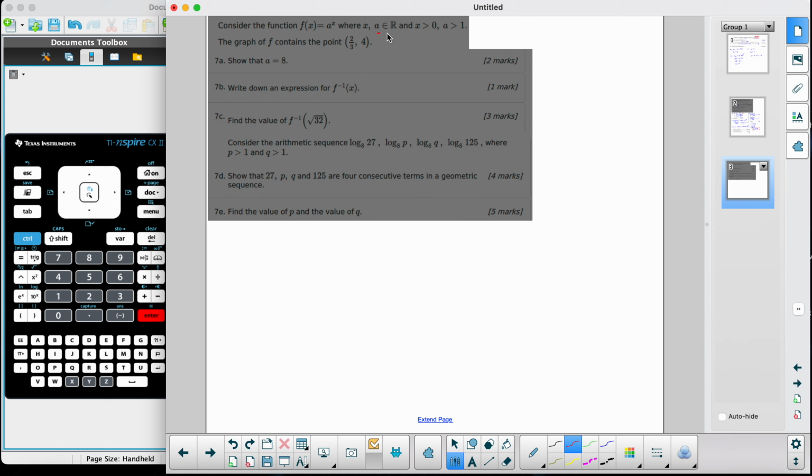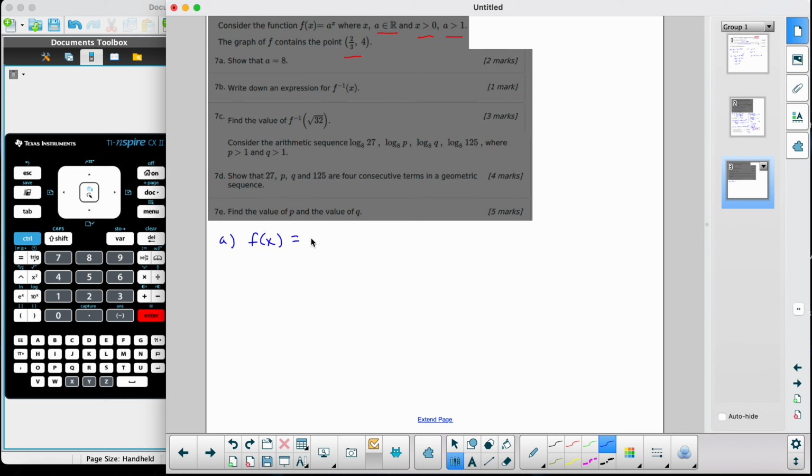A is a real number, so that's any number on the number line. X is greater than 0, A is greater than 1. The graph contains this point, show that A equals 8. All right, so sweet. All we have to do is plug in and solve.